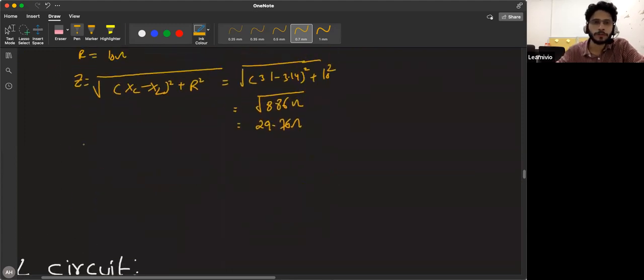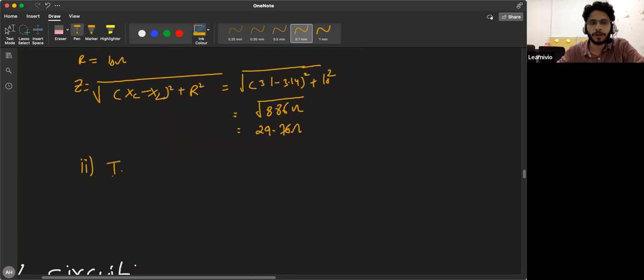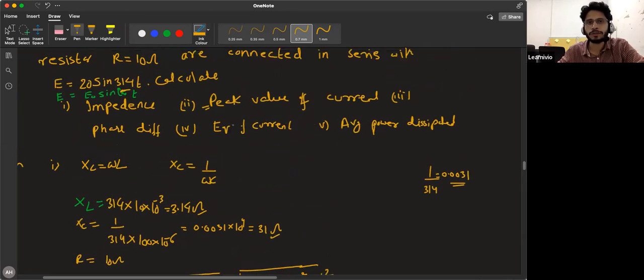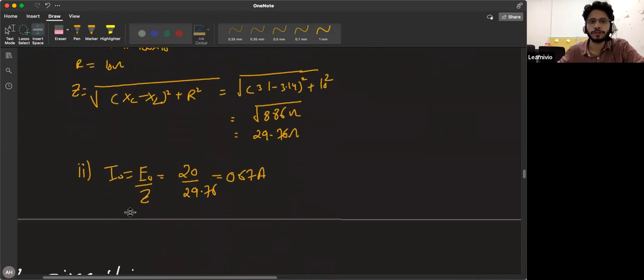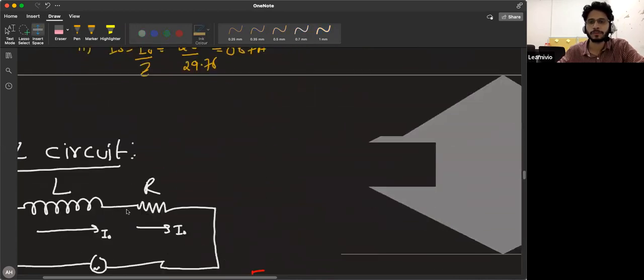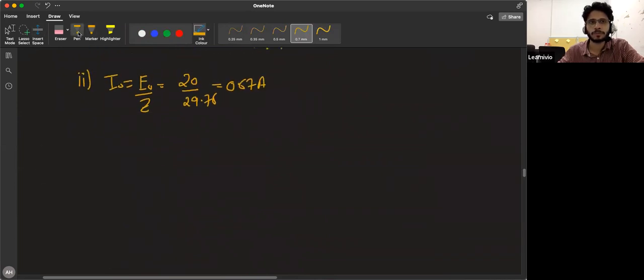So after the first part, we do the second part, the peak value of current we need. Peak value of current is peak value of EMF divided by impedance. The peak value of EMF is 20. Impedance is 29.76. So when you do it, it's 0.67. After current, try to calculate the phase difference and the equation of current. Do it. Calculate phase difference and then equation of current. Tan phi.